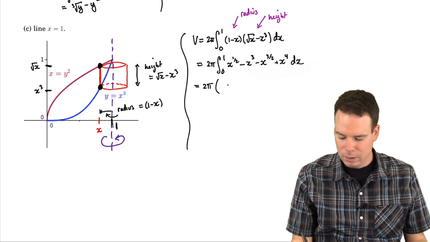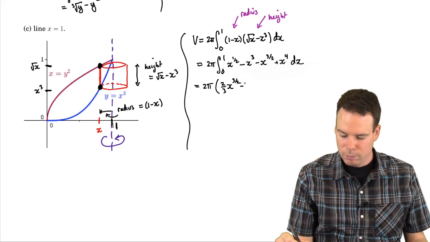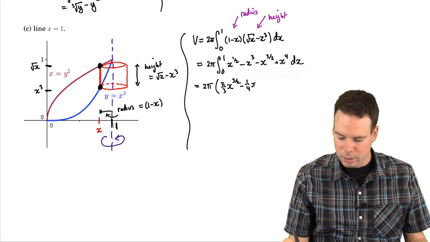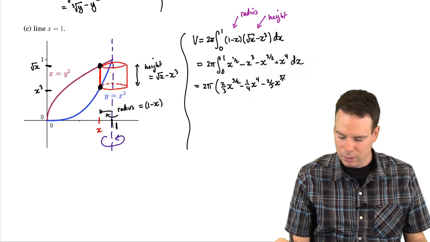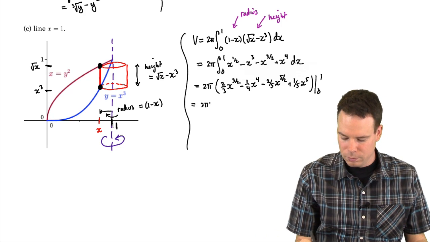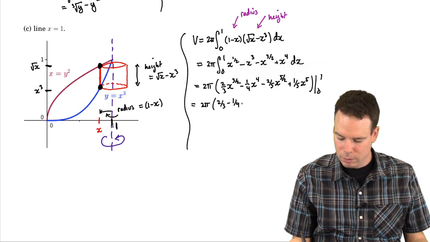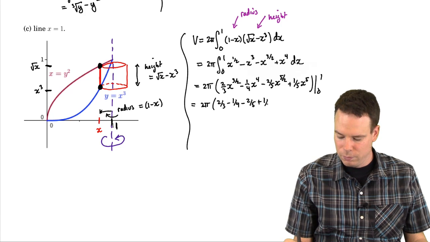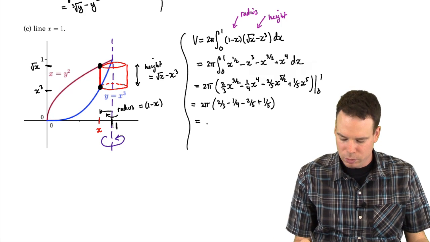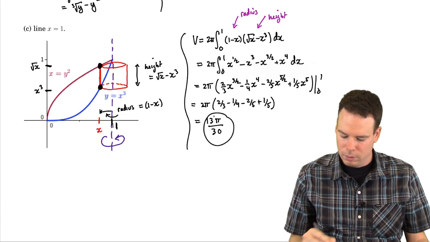The integral of x to the 1/2 is 2/3 x to the 3/2, minus 1/4 x to the 4th, minus 2/5 x to the 5/2, plus 1/5 x to the 5th, from 0 to 1. So plugging the limits of integration in, we get 2/3 minus 1/4 minus 2/5 plus 1/5. And that is equal to 13 pi by 30. So there is the value of our volume.